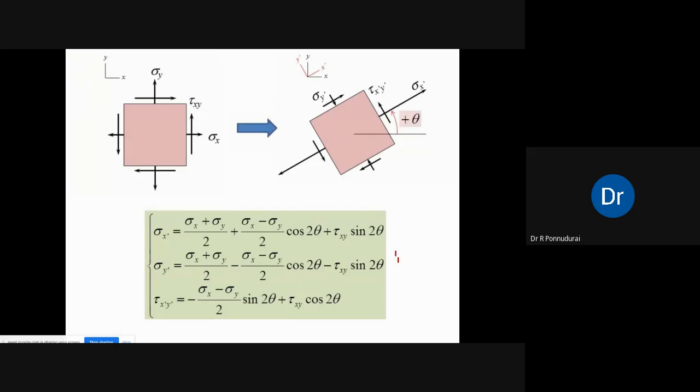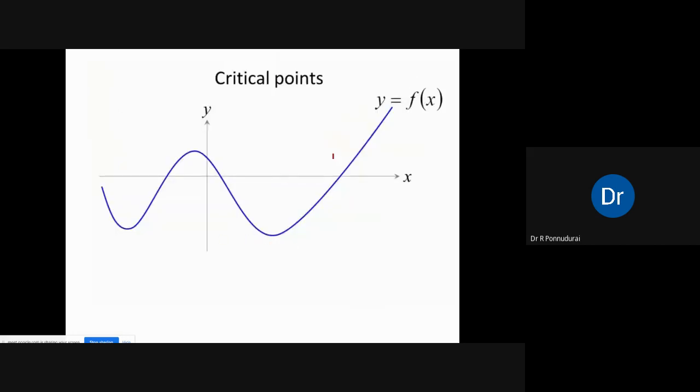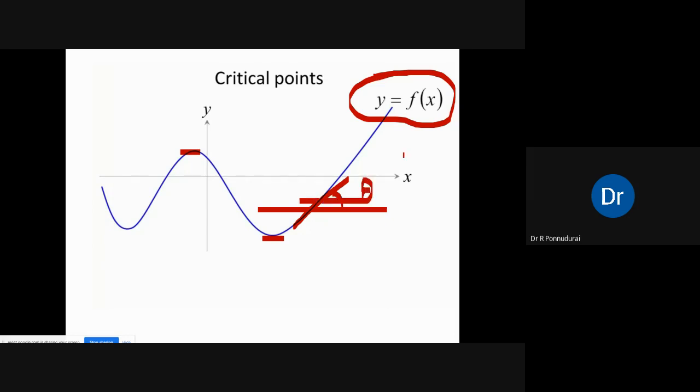Suppose from this expression, we want to find the maximum value of stress, sigma 1. That is what we say is the principal stress. So to get the maximum value of stress, from mathematics, we can take a derivative. We have y equal to f of x. So dy by dx is the slope. Wherever the slope is zero, that will be the maximum or minimum value. If you want to find the slope at a given point, draw a tangent with respect to the horizontal, and the angle gives dy by dx.